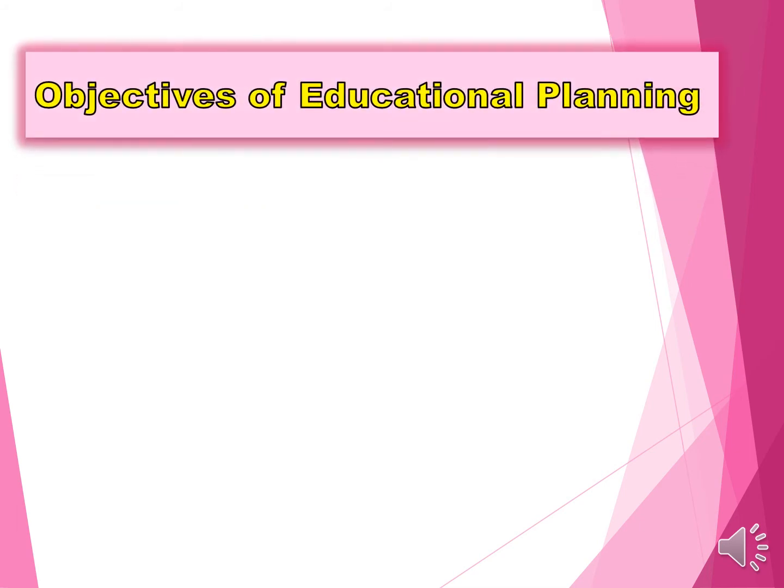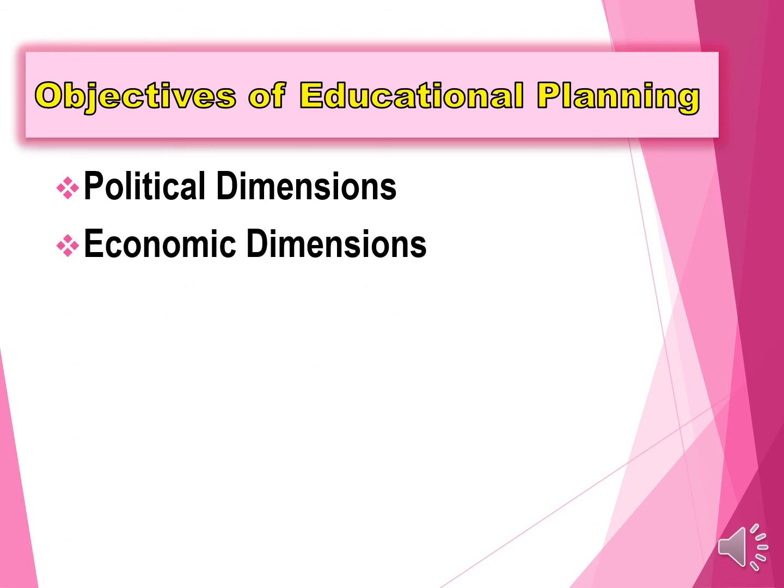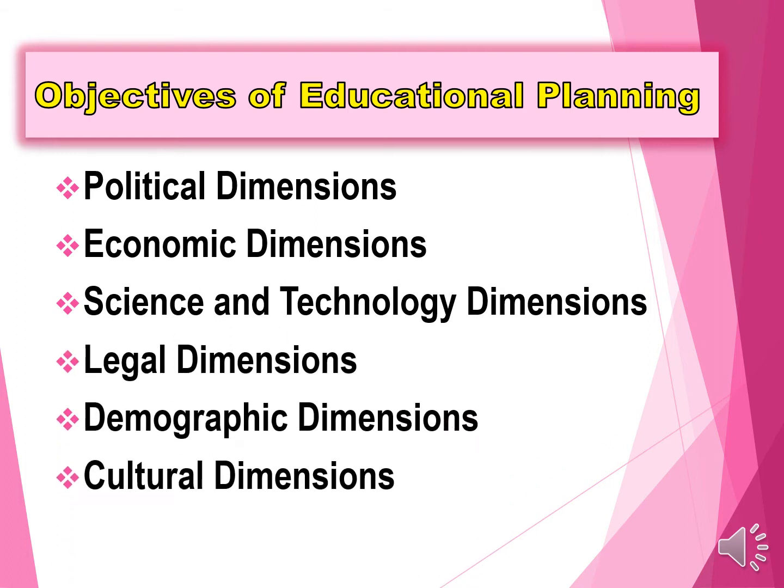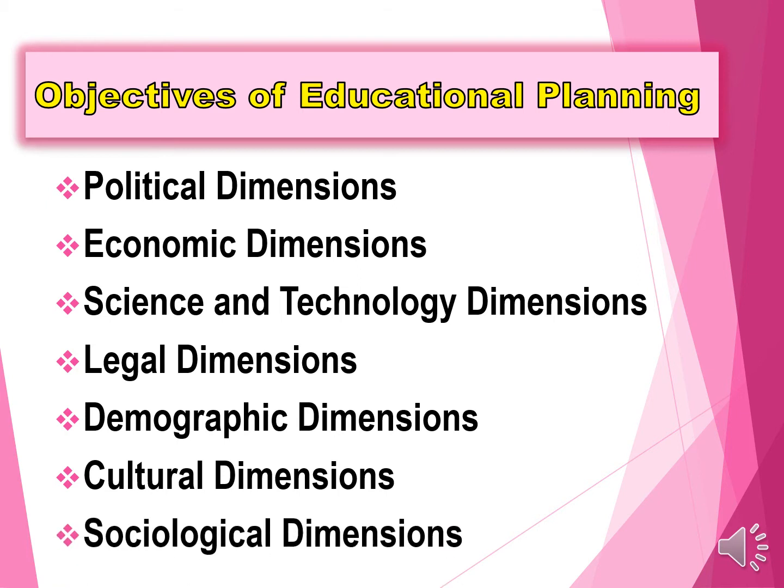There are 7 objectives of educational planning. First is the political dimensions, economic, science and technology, legal, demographic, cultural, and sociological dimensions. I am going to give a brief description of each objective.